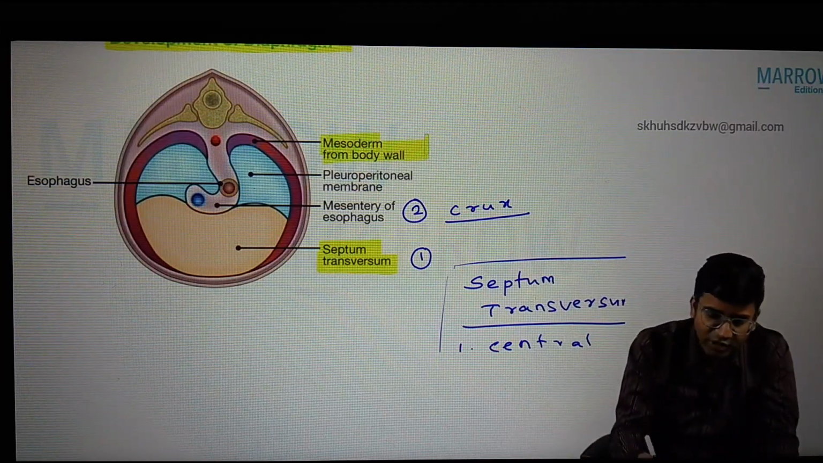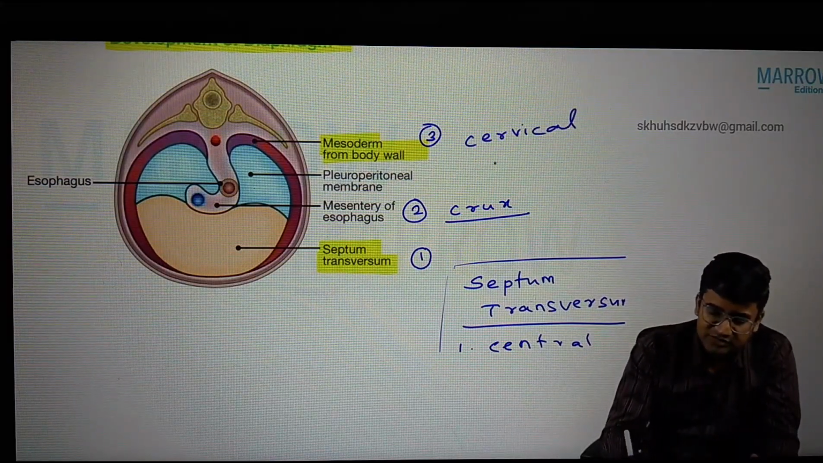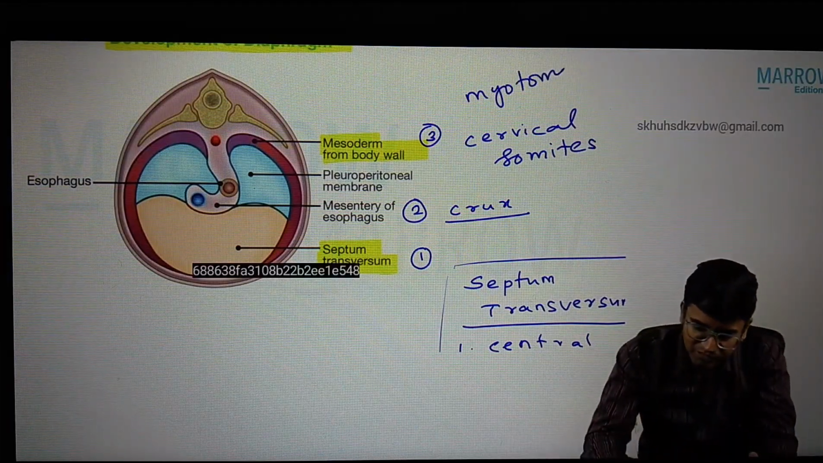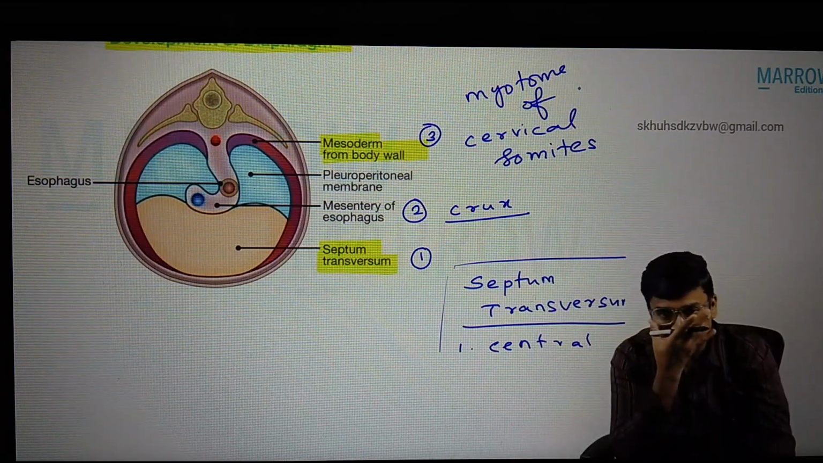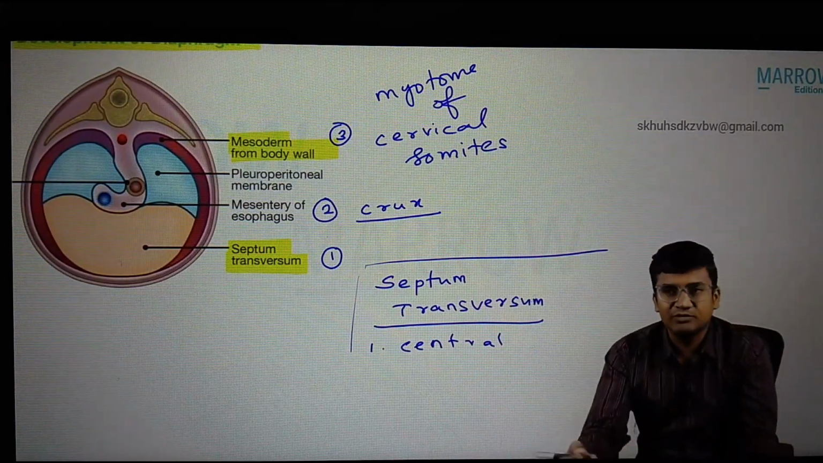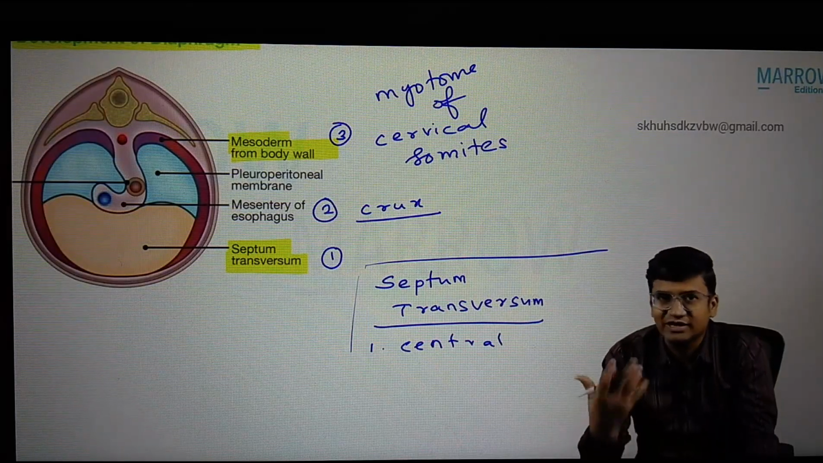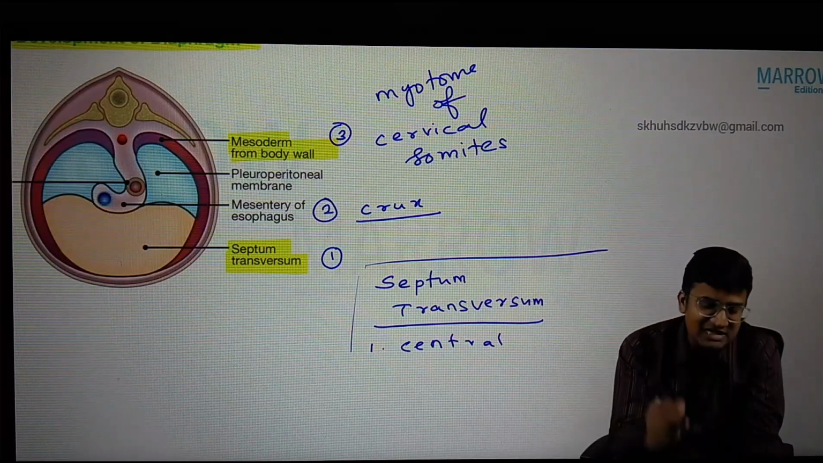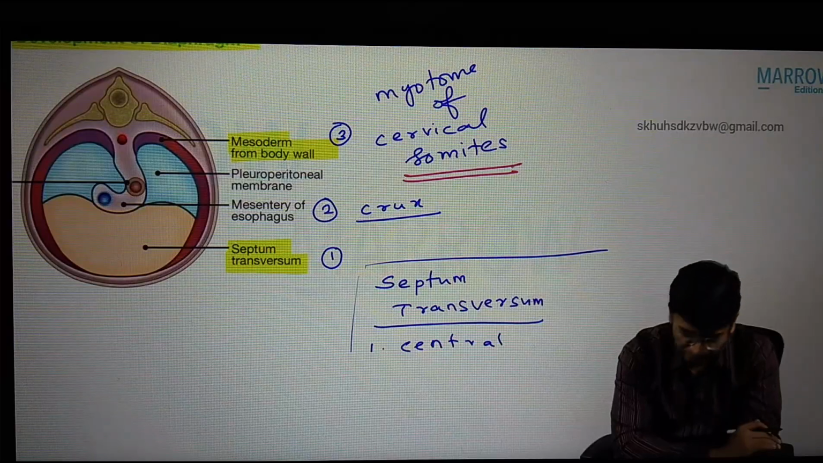Next, contribution from the body wall. That means the cervical somites, the myotome of the cervical somites. I told you in the third week development itself, in the somite topic, that the myotome of the cervical somites forms the diaphragm. Why? Because the diaphragm is supplied by the phrenic nerve, root value C3, C4, C5. That is the evidence we have. So the diaphragm is supplied by phrenic nerve C3, C4, C5 fibers, which means the diaphragm is coming from the cervical somites.